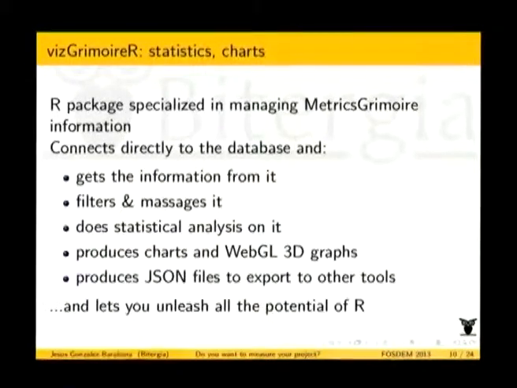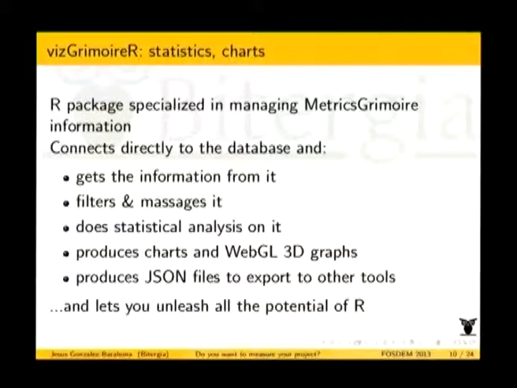vizGrimoire is right now basically two parts. The first is the part related to statistics and charts, and it's based on R. It's basically a set of R scripts which are glued together by an R package, which we are in fact producing these days. There is a very preliminary version in the Git repository of the project if you want to have a look at it. If you are familiar with R, you can import external packages into R, and those packages do some kind of specialized analysis. So the idea is to have one package for doing a specialized analysis with the data produced by Metrics-Grimoire, so that you can have very simple things like time series of commits over time.